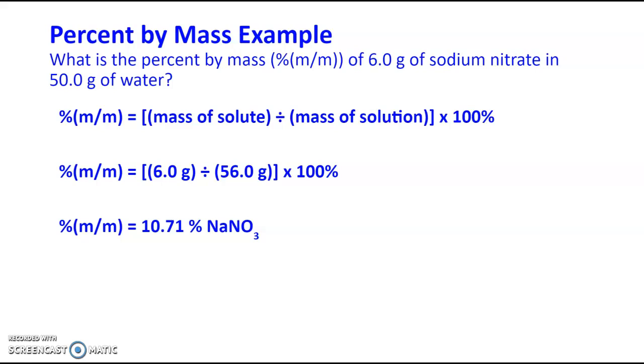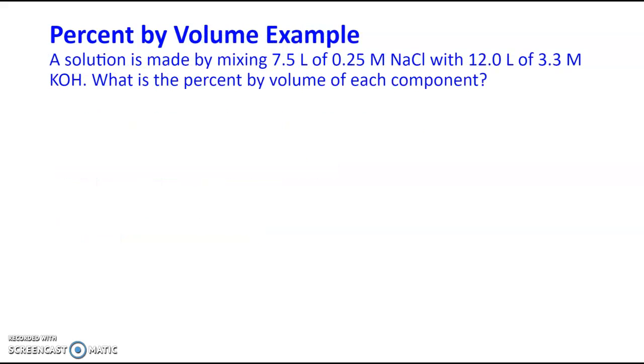That gives me 10.71% sodium nitrate by mass. Very similar process with percent by volume. A solution is made by mixing 7.5 liters of 0.25 molar sodium chloride with 12 liters of 3.3 molar potassium hydroxide. What's the percent by volume of each component?